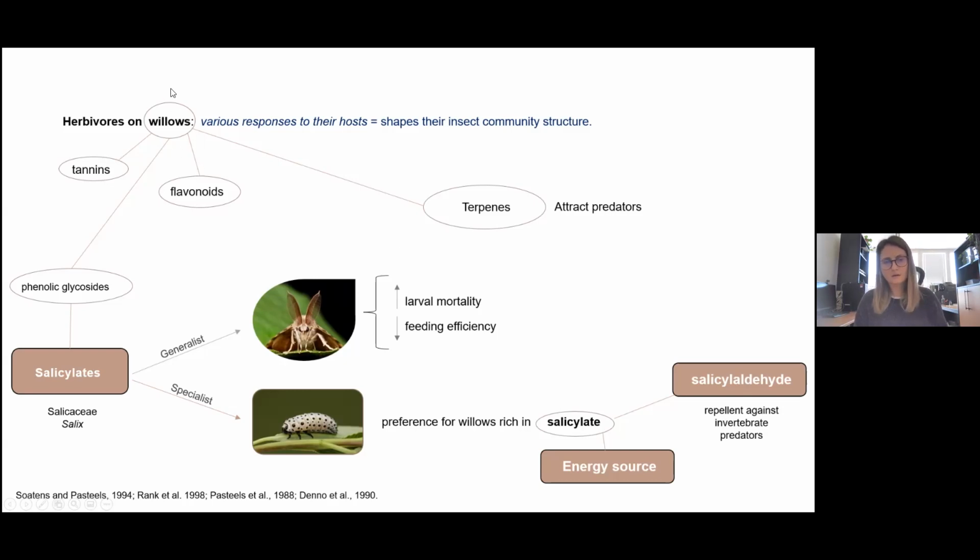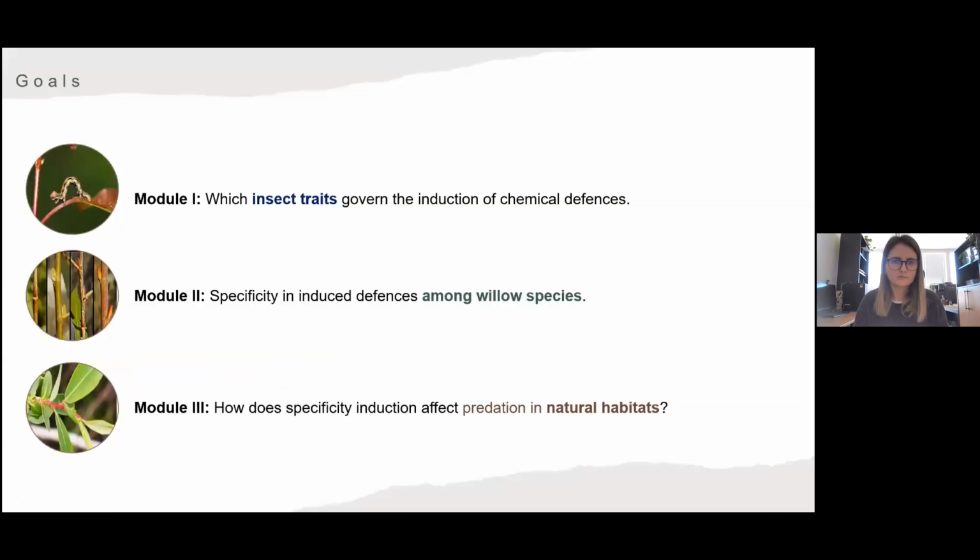In this sense, willows also produce several terpenes that can be used to attract predators. And this is particularly important in the case of suppressing specialized herbivores feeding on the plants, because these other defenses usually are not that effective against these herbivores. So we have other classes of compounds that are being emitted and attracting these predators, as mentioned before.